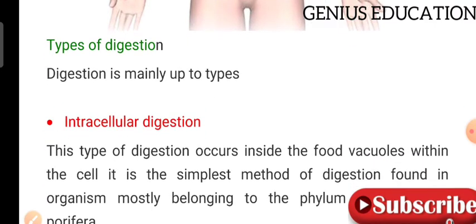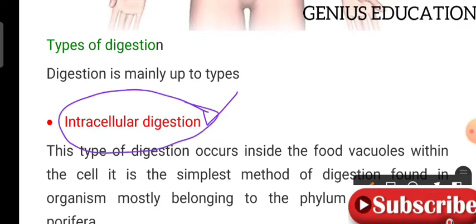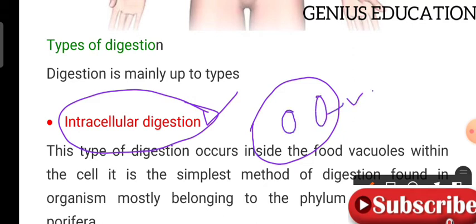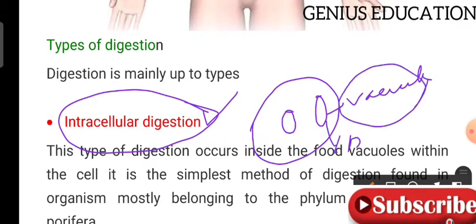And here is the type of digestion. Basically, digestion is of two types. The first one is intracellular digestion, and the second one is known as extracellular digestion. Intracellular digestion takes place inside the cell. Inside a cell there is a nucleus and there are vacuoles. These vacuoles take part in the digestion of the cell. The vacuole inside the cell is important for digestion. It happens in the phylum Protozoa and some Foriferas. Okay, that is intracellular digestion.